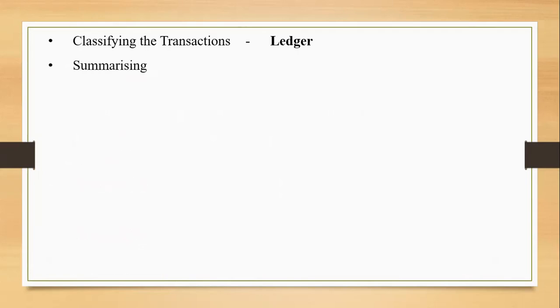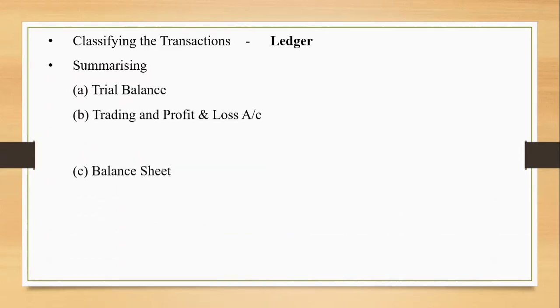After the classification, the summarizing is to be done. Summarizing is done with the help of the trial balance and the financial statements. Okay, trial balance will help us to know the arithmetical accuracy. People ask me, sir, is it compulsory to prepare the trial balance? No. But without trial balance, one more thing is that we can't prepare the financial statements. Okay, that is trading P&L and balance sheet. So for having the final amount of each and every ledger account, we need to have the trial balance.